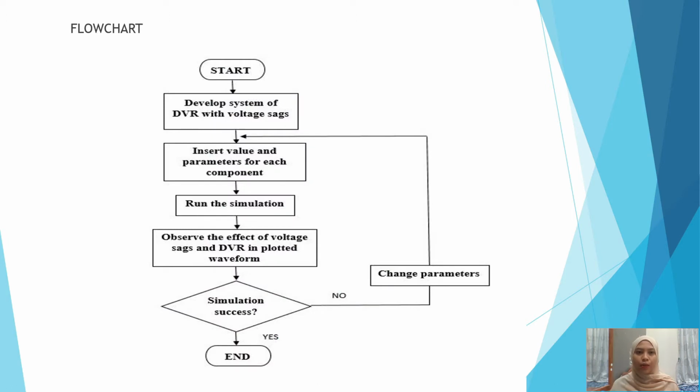Okay, for the flowchart, we start the program. We use MATLAB, and then we develop the system of DVR with voltage sag. After that, insert the value and parameter for each component, and then run the simulation. After we run the simulation, we observe the effect of the voltage sag and DVR in the plotted waveform. Is what we get suitable with theory or not? And then, is the simulation a success or not? If no, we change the parameter and return to insert the parameter value. If yes, then we get the suitable waveform from the simulation.